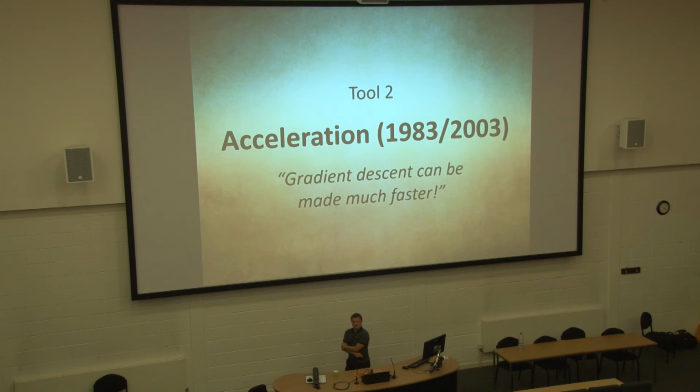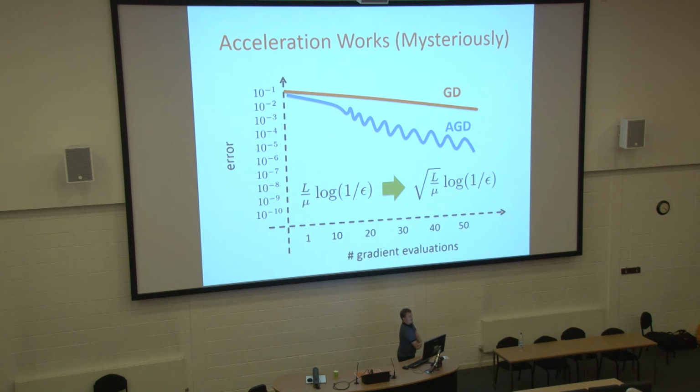Right, so then there's this idea of acceleration, which Nesterov figured out in '83, and then it was completely forgotten because the age of interior point methods started. And then in 2003 it was rediscovered by Nesterov when he realized he can do some other things with it. Gradient descent can be made much, much faster. Here I just failed to show how much faster it can be, but this is supposed to mean that it can be much, much faster.